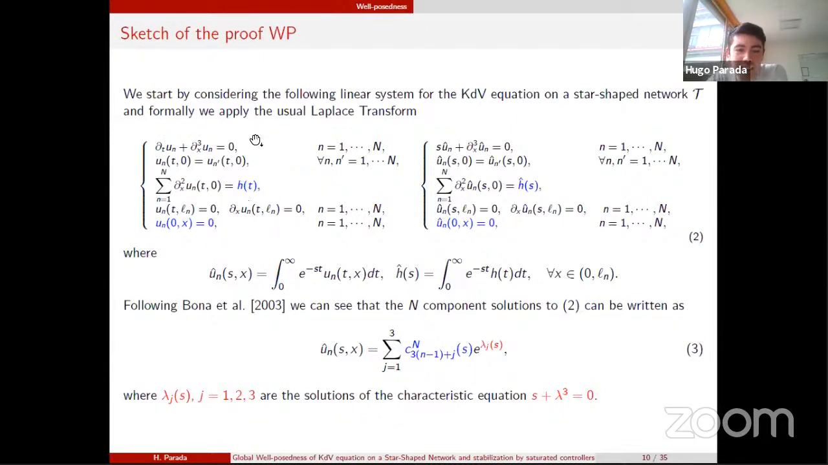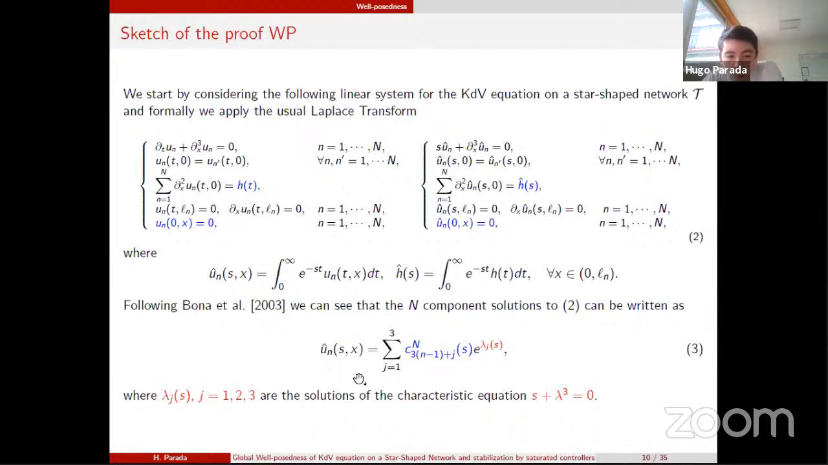Okay, we consider this linear system. Here we keep the nonlinear terms, and also we keep a linear term here. So we have this linear system, the control h, and null initial condition. And to this system, we apply the Laplace transform, and we obtain this ODE system. This is the definition of the Laplace transform. And what is important here is that you have an ODE, so you can write quite explicitly the solution of this ODE.